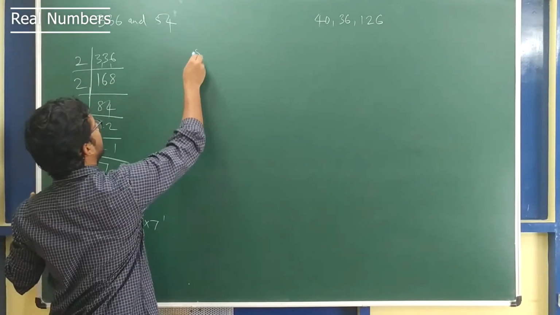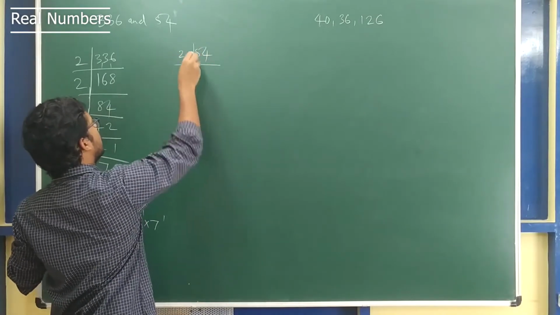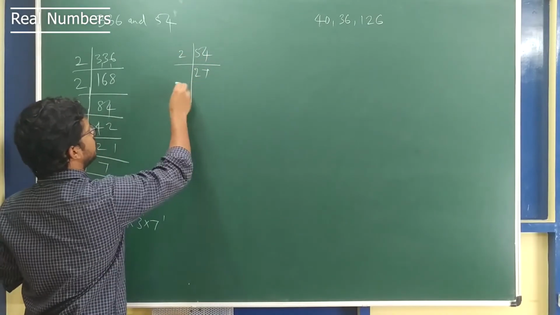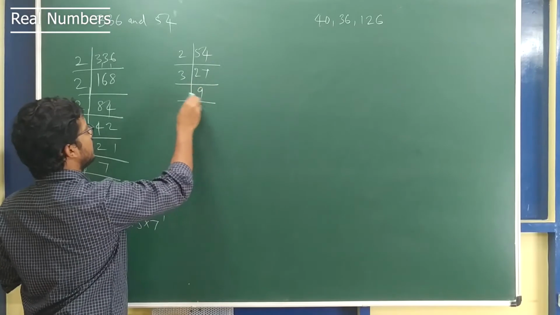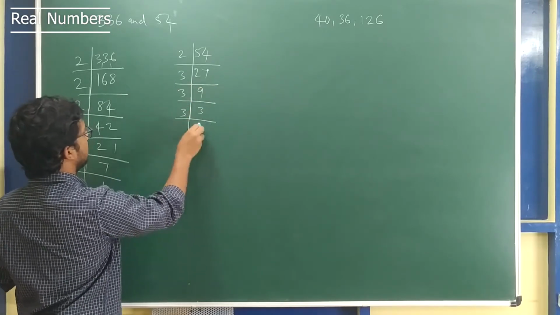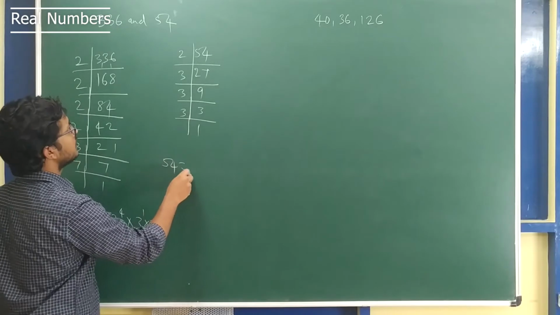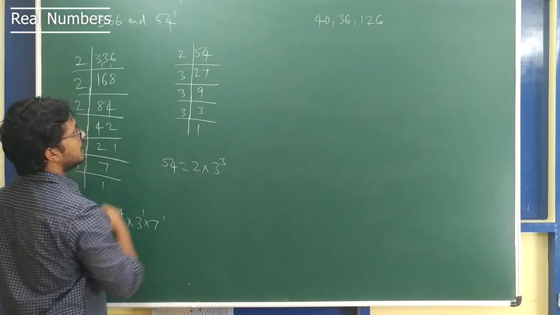Let's try 54. So 54, 2 27s are 54, 3 9s are 27, 3 3s are 9, and 3 1s are 3. So 54 can be written as 2 into 3 cube.